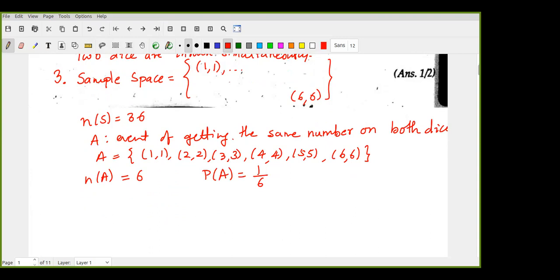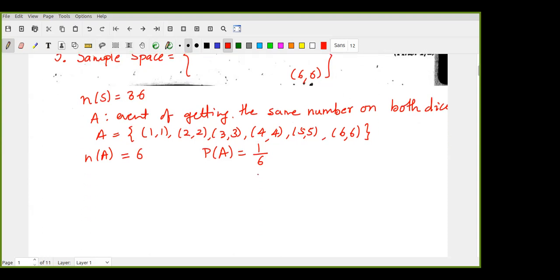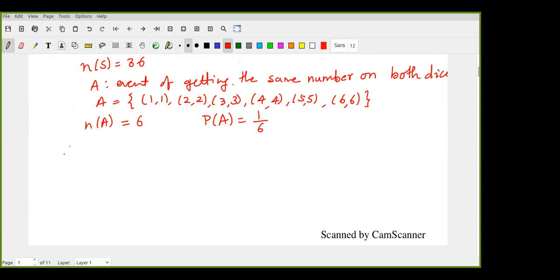Okay. Now, I think you can solve this fourth one on your own, Ritu. If a coin is tossed two times, what is the probability of getting the same face? So we know that when we toss a coin two times, we'll have head, tail, tail, head, or tail, tail, right? So let us just do this quickly. A coin is tossed two times.